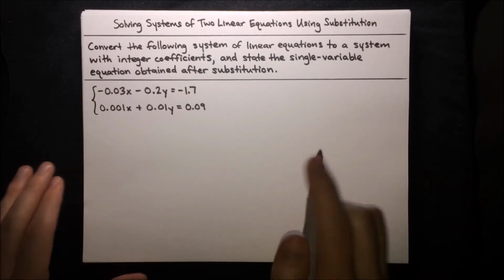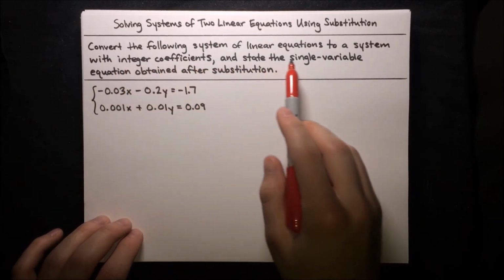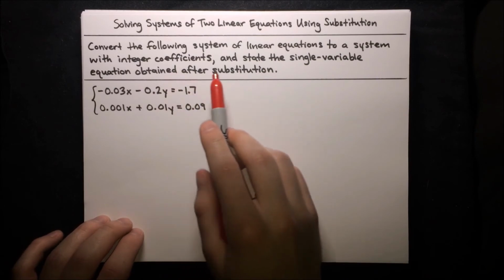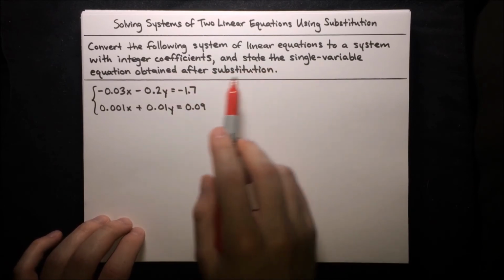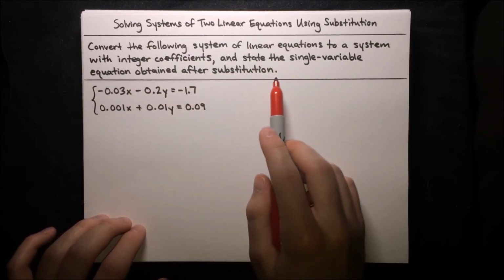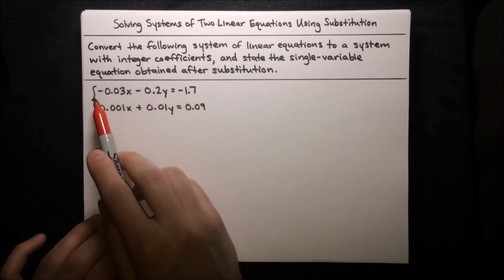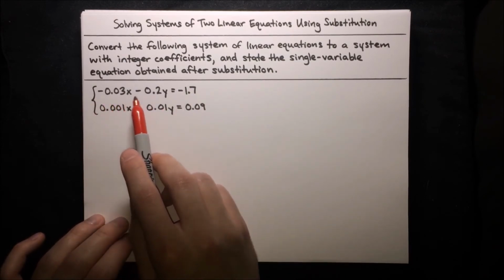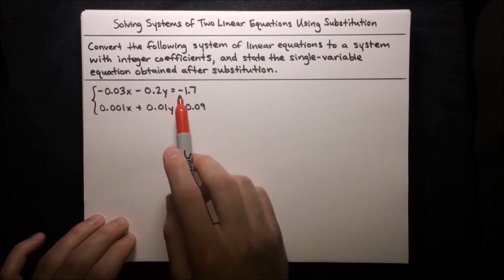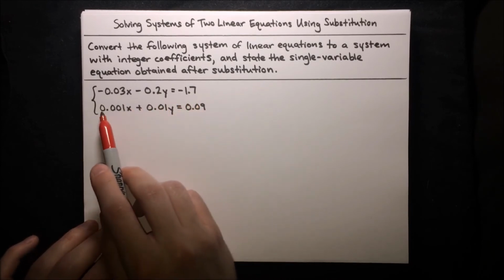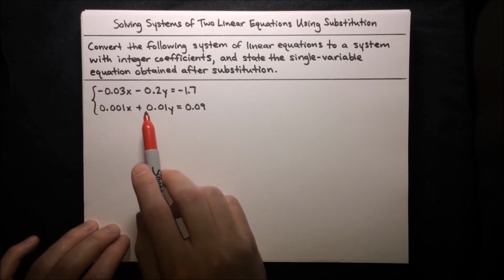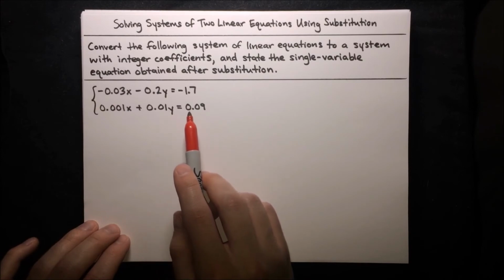Here's the final problem. We want to convert the following system of linear equations to a system with integer coefficients, and then state the single variable equation obtained after substitution. Alright, so this is the system: negative 0.03x minus 0.2y equals negative 1.7, and 0.001x plus 0.01y equals 0.09.